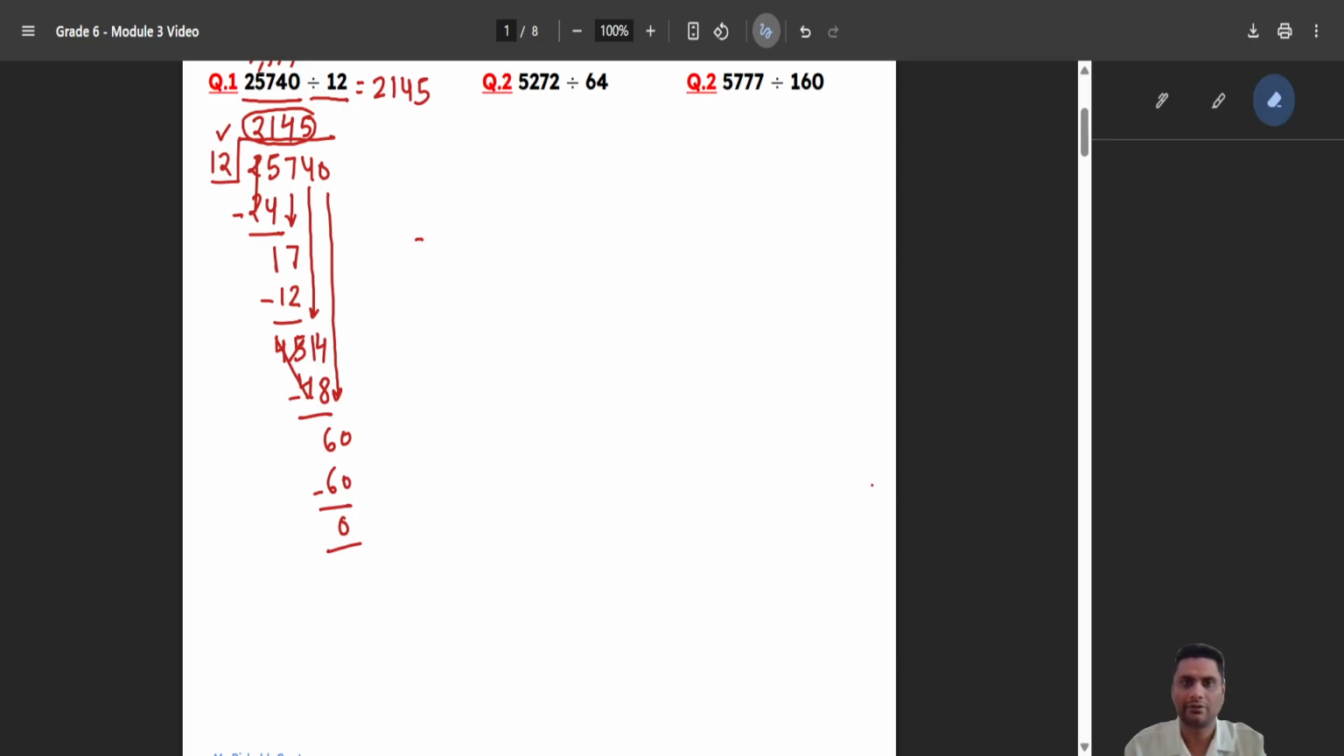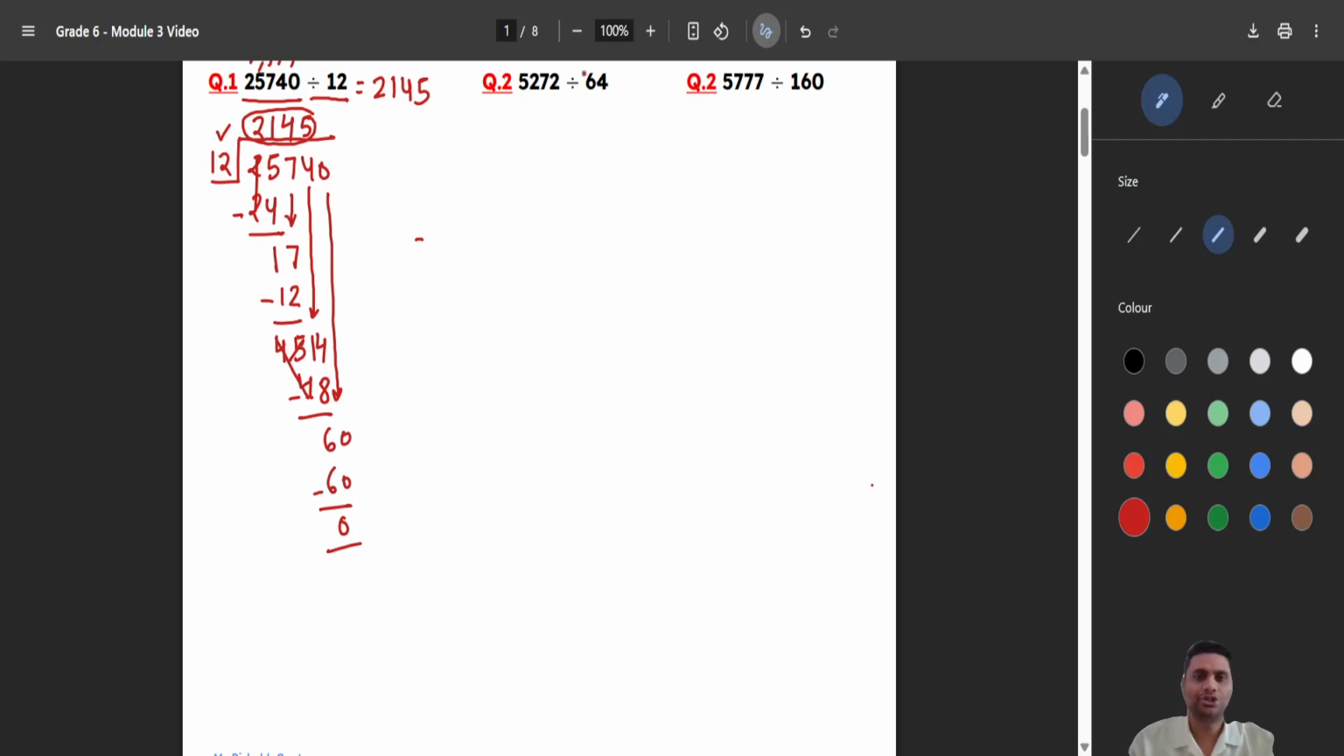Okay, let's start. Question number 2. Again, step 1, make the box. The first number inside, 5272 divided by 64.